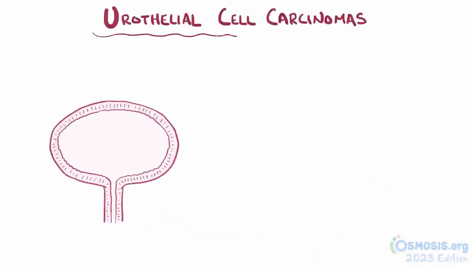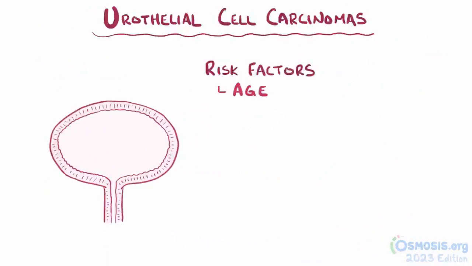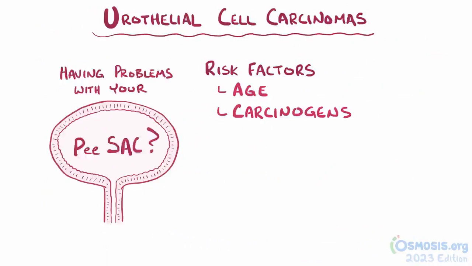Urothelial cell cancers most commonly happen in older patients, and have been linked to various carcinogens. One way to remember some of these well-known causes is the phrase, "having trouble with your pee sac?" which has a fairly helpful mnemonic. P stands for phenacetin, which was a common analgesic until it was banned by the FDA in the 80s, in part because of its link to urinary tract cancers.